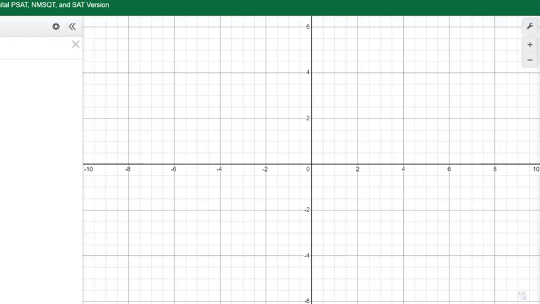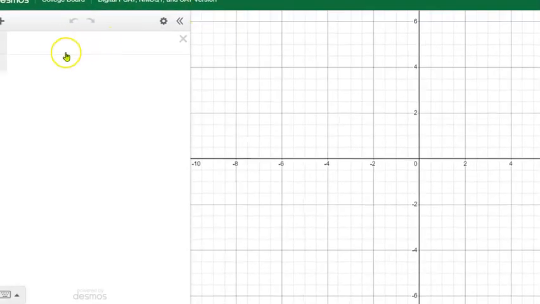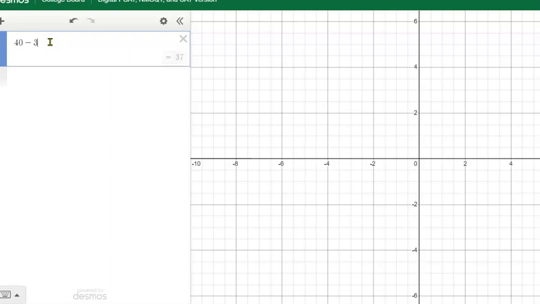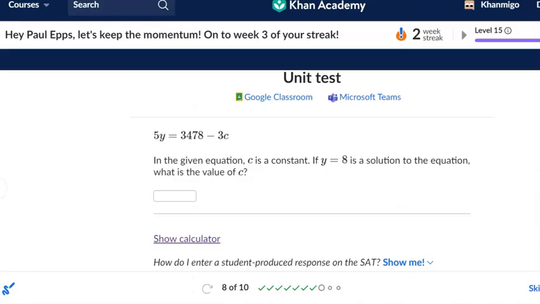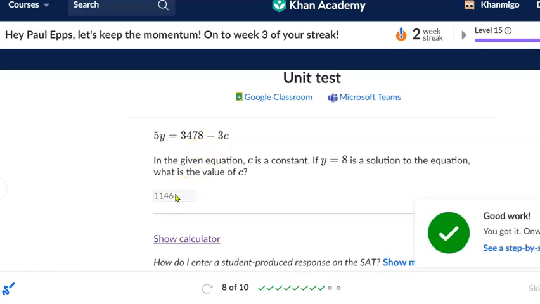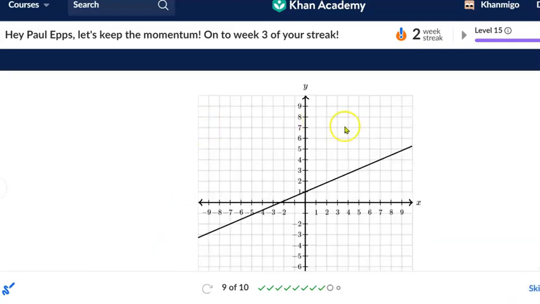This is available on the digital SAT, by the way. This calculator is exactly the same calculator. So it's 40 minus 3478. I better put that in parentheses. And then divide it by negative 3. The answer is 1146. All right. With that, we're back here. 1146.